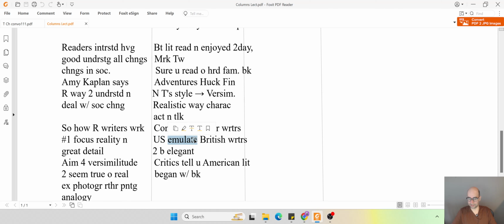That's our keyword here, guys. That's going to help us figure this one out. What does emulate mean? To copy someone or something, to imitate someone or something, right? So who tried to emulate, tried to copy or imitate British writers to be elegant, to be fancy, to be elegant at the expense of realism, at the cost of realism. Critics will tell you that American literature began with that book. This part helps a little bit too, but the key word that gave it away for me was that writers of the US, America, tried to emulate the British writers. They tried to copy them.